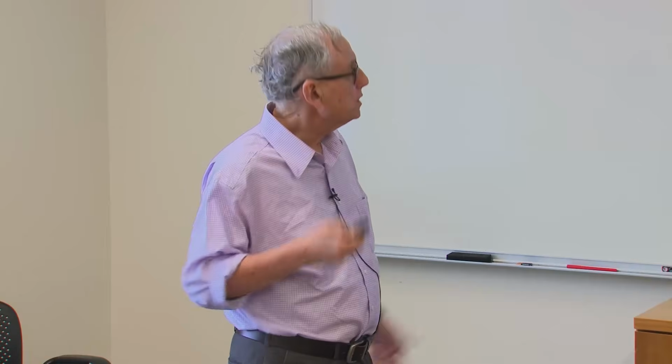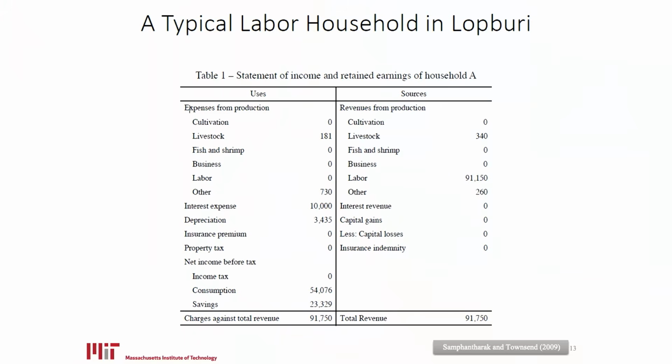Okay. So just to remind you, that household is a wage-earning household in Lopburi, Thailand, and this is the income statement of that household. Most of the revenue is coming from labor, or there's a few bits and pieces of other things. The revenue is offset in part by expenses, and what's left, if it's positive, can be either used for consumption or saving.